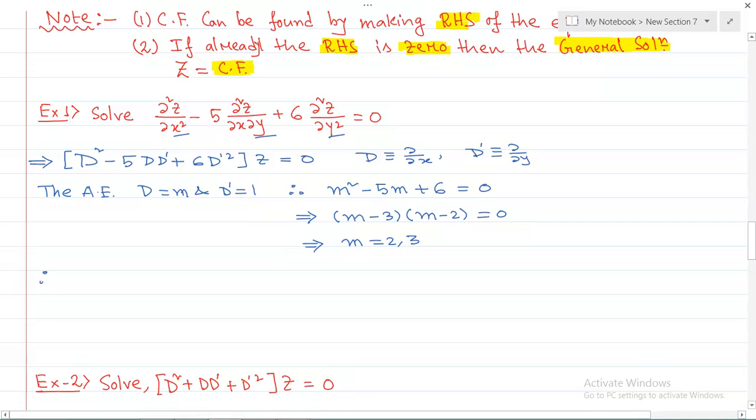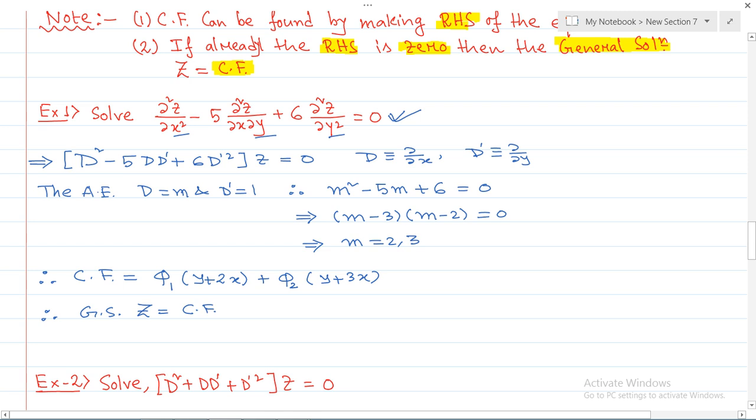Therefore, what is our complementary function? As per rule number 1, we have two different functions: first one phi 1 (y plus m1 x), say y plus 2x, plus phi 2 (y plus m2 x), so y plus 3x. Okay, so this is the complementary function. So what will be our general solution for such an equation? The general solution is z equal to the complementary function only. Why? Because in the given equation the right hand side is only 0.